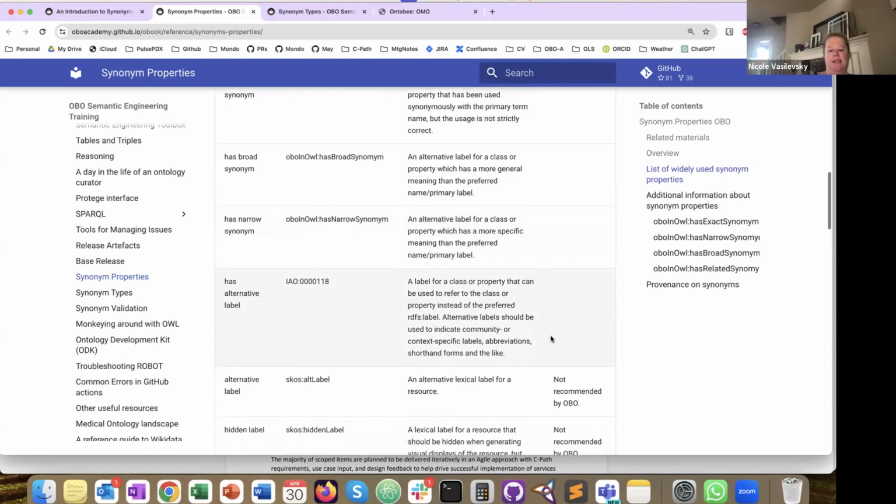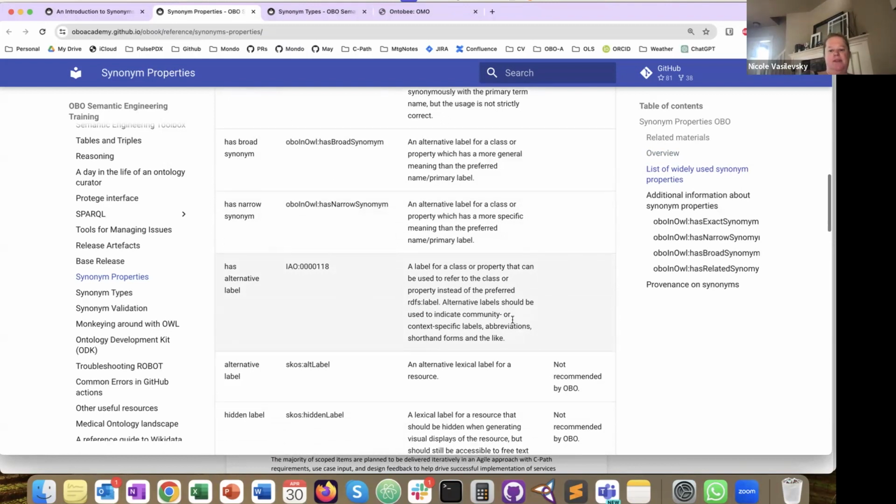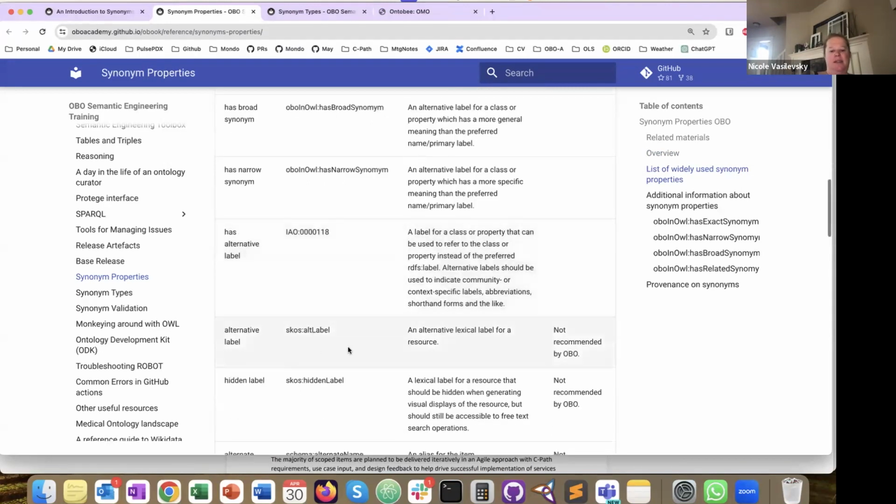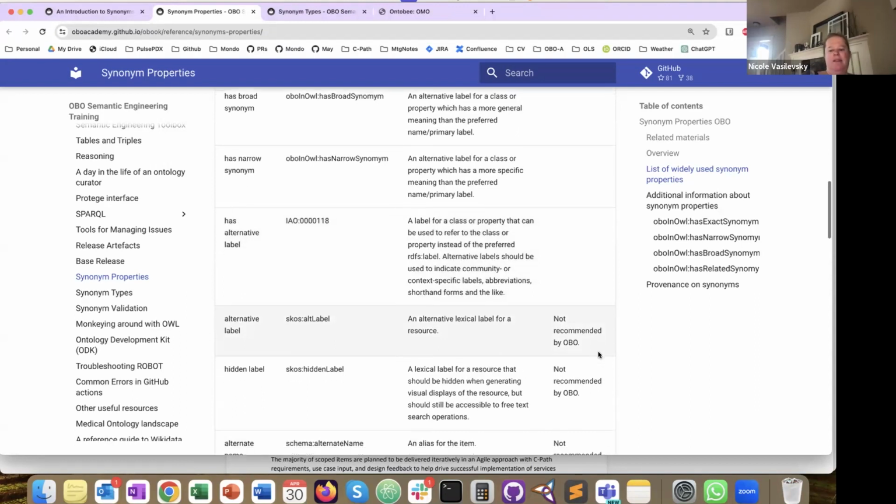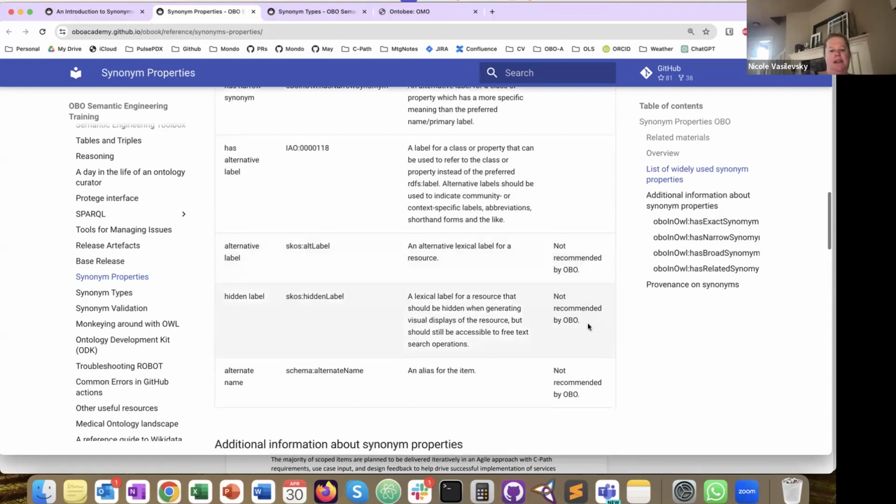There's also the class alternative label. Some ontologies use this. This is used to refer to a class or property instead of the preferred label. It should be used to indicate community or context specific labels like abbreviations, shorthands, and forms like this. Also used is alternative label, which is not recommended by OBO, but I've seen this used in some ontologies. Hidden label is a label used for a resource when the resource should be hidden when generating displays, but it should be accessible to free text search operations.